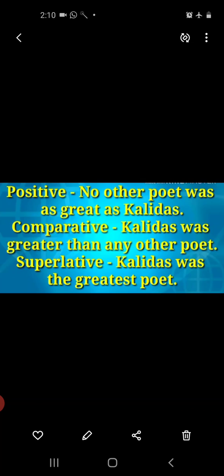Okay, now if you want to make the superlative of the same sentence, what would it be? Kalidas was the greatest poet. Okay, you can take one more example. Like iron is more durable than wood. So we can say that wood is not as durable as iron. Okay, we change the degree of comparison, but we do not change the meaning. All right. Now move on to the next.